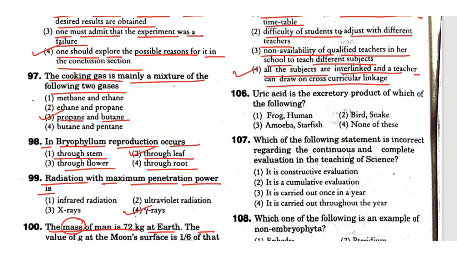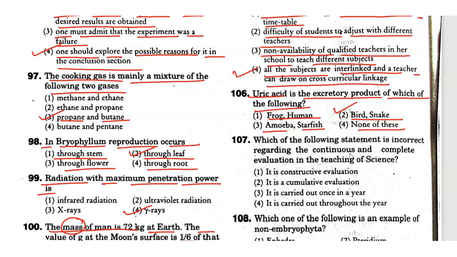Now next is, uric acid is the excretory product of which of the following? Frog and human, bird and snake, amoeba and starfish, none of these. The correct answer is option second, bird and snake excrete uric acid.